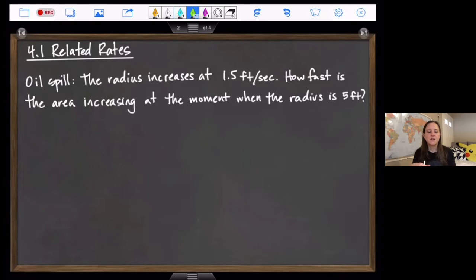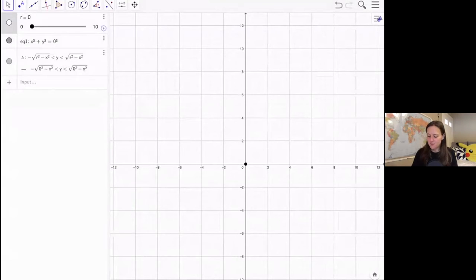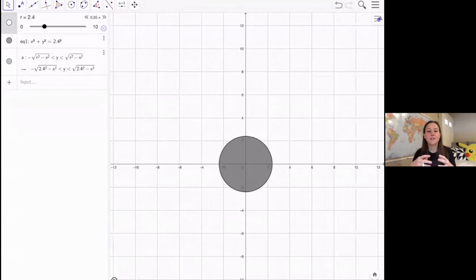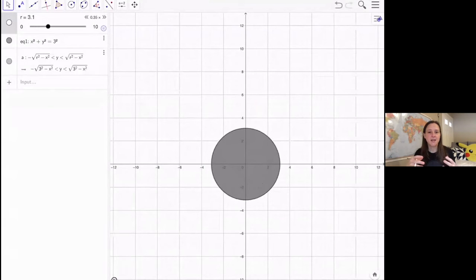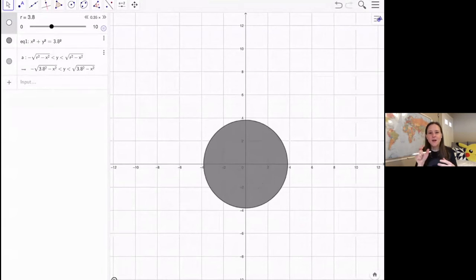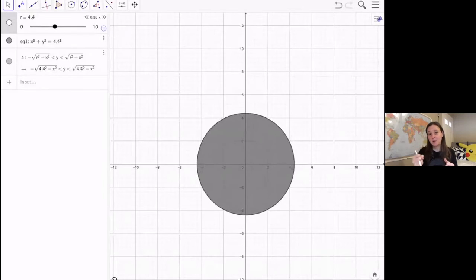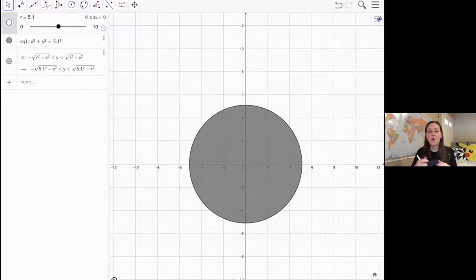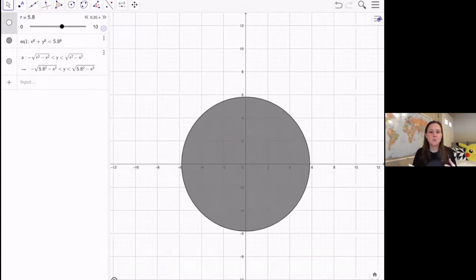So I posted a link in the resources for the week for a GeoGebra applet, so you can play along with that as well. I'm going to hop over there to kind of explain what's going on. When you open up the GeoGebra applet, you can hit play on the radius, and it's going to show you this circular oil spill that's growing as time goes on. And we know from the problem that it was growing at a rate of 1.5 feet per second. So I want you to imagine that the radius of this oil spill has a speedometer strapped to it, and that speedometer always reads 1.5 feet per second.